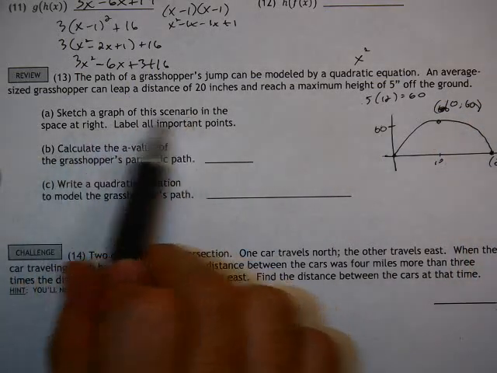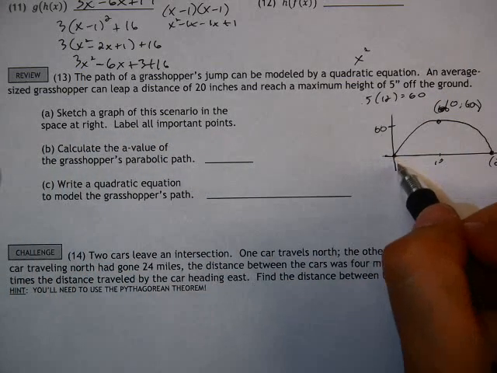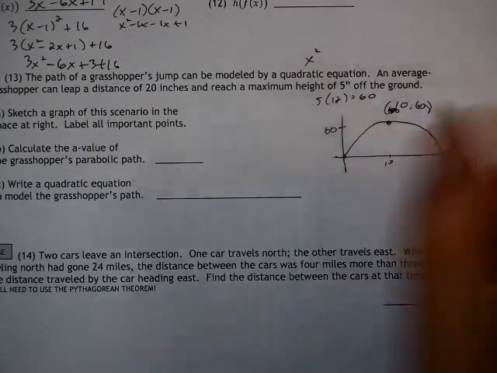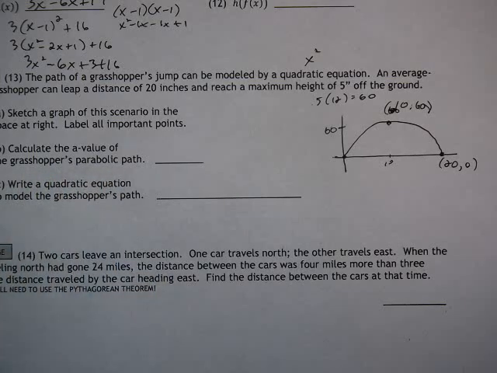Now sketch a graph of the scenario in the space to the right, label all important points. There's my vertex. The root is 0, 0. The other root, 20, 0. So I've got that labeled and drawn. Whoa, you can't see that, sorry. Part B, calculate the a value of the grasshopper's parabolic path.